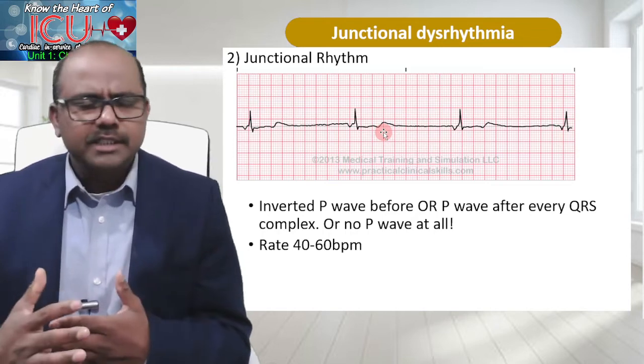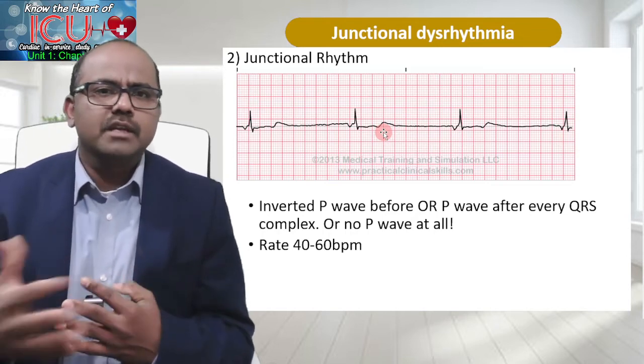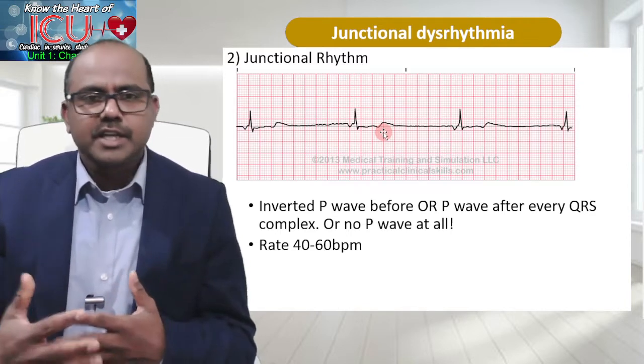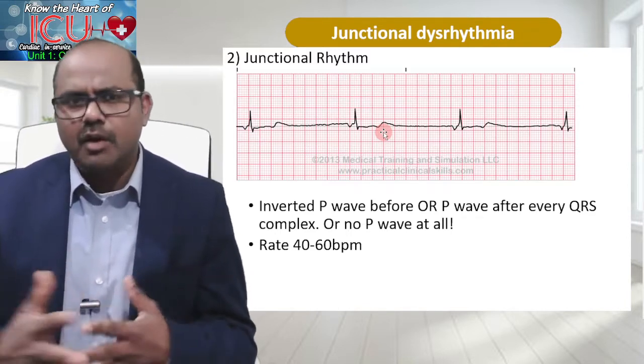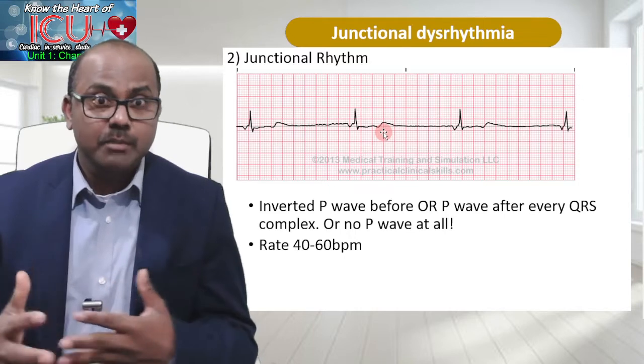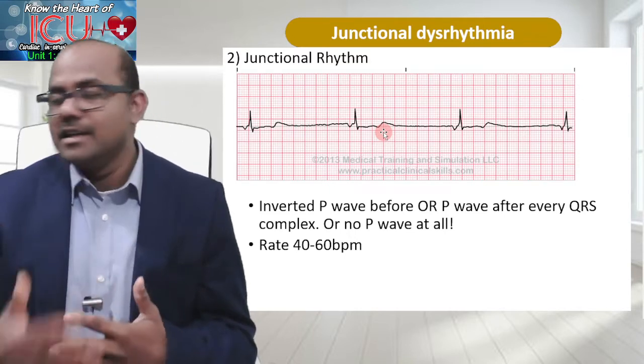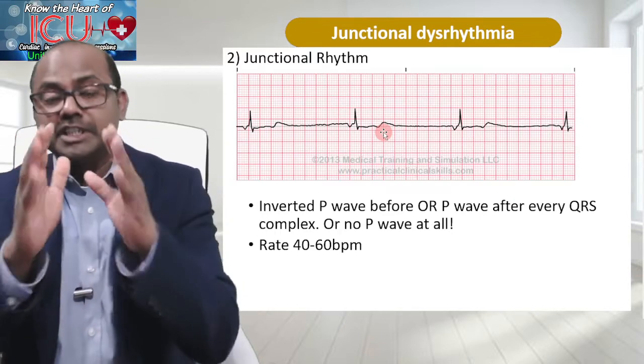If a junctional rhythm acquires the rate of the sinus node, that means if a junctional rhythm acquires a rate of more than 60, we call it an accelerated junctional rhythm because the normal junctional rate is below 60. But just go with junctional rhythm.